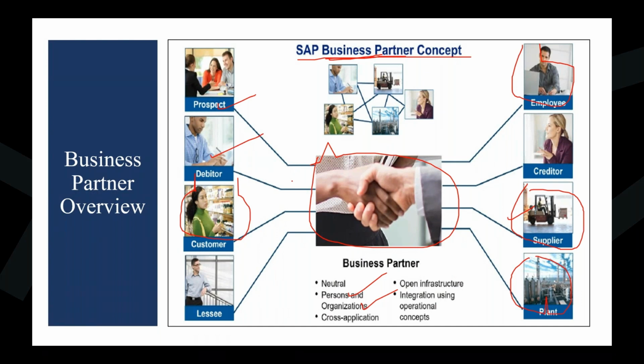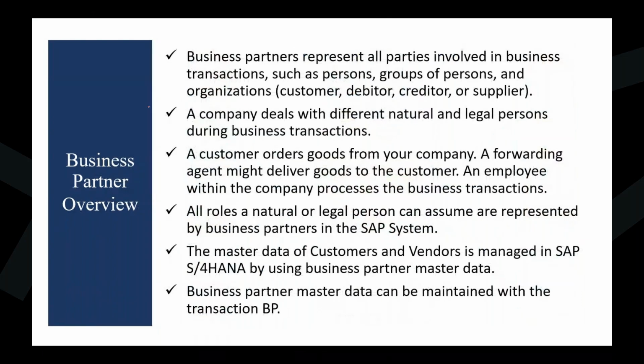That's how they developed the business partner concept. Business partners represent all parties involved in business transactions, such as persons, groups of persons and organizations. That is what I just explained. It can be a customer, debtor, creditor or supplier, or individual people, a sales representative, an internal employee. Anyone can be a business partner. A company deals with different natural and legal persons during business transactions. So a typical company every day has to deal with different people and different organizations. All those are called business partners.